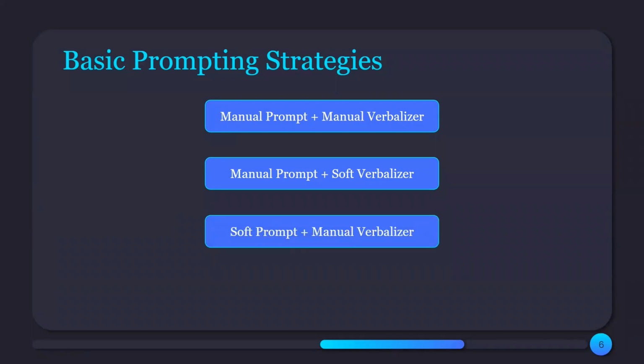Soft prompt and manual verbalizer. This approach combines a soft prompt with a manually defined verbalizer. The soft tokens of the prompt are initialized using a human-readable template, and during the training phase, these soft tokens are optimized. The verbalizer, on the other hand, is manually defined. This approach helps come up with a better suitable prompt for the task.